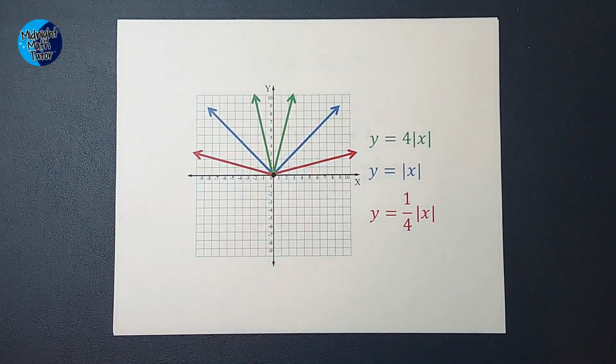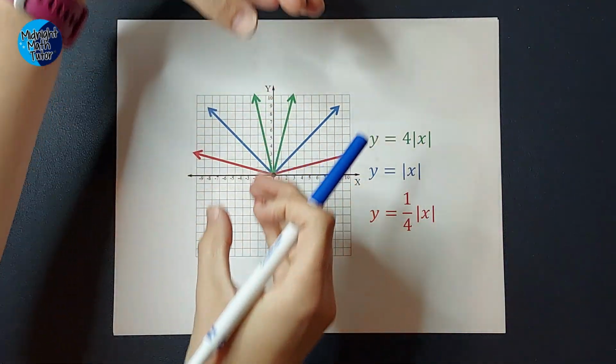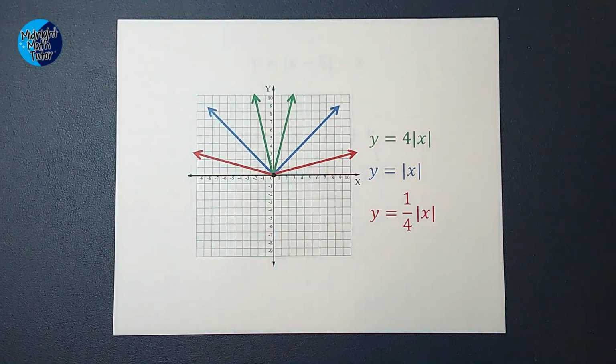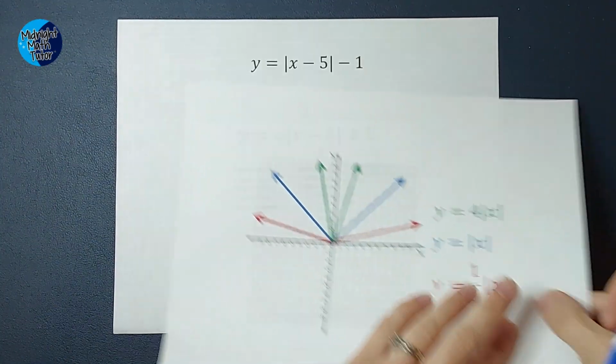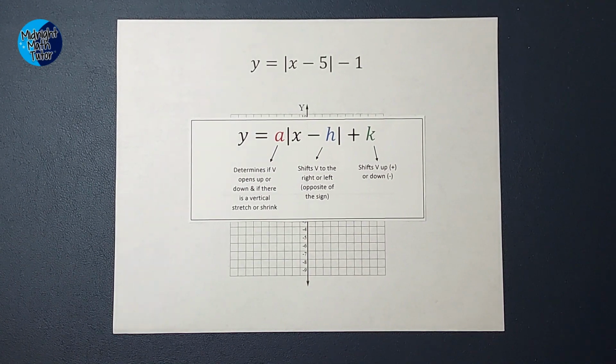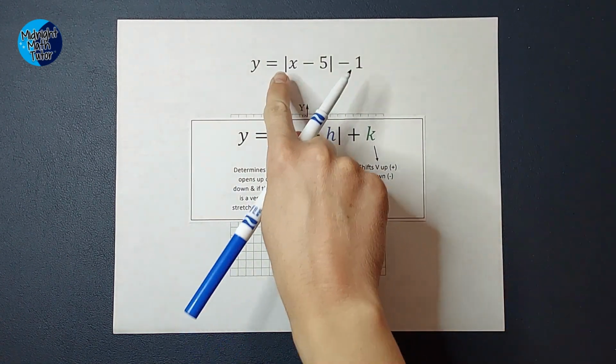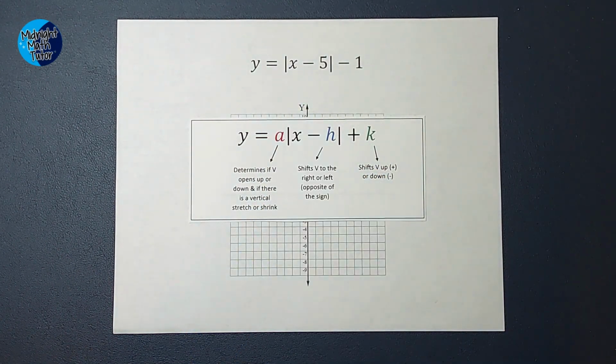The blue is that parent graph I showed you. You'll see the green has a 4 out front and you see how it's stretched, okay? And the red has a fraction out front and you see how it's compressed, okay? So hopefully that makes sense. Doesn't apply to this problem, but I do think it's important, so I wanted to show you that really quickly, okay? All right, that is how that number that may be out front affects your graph.